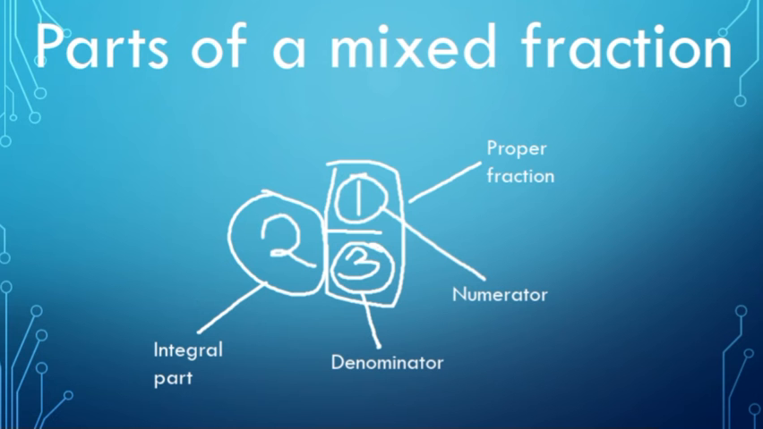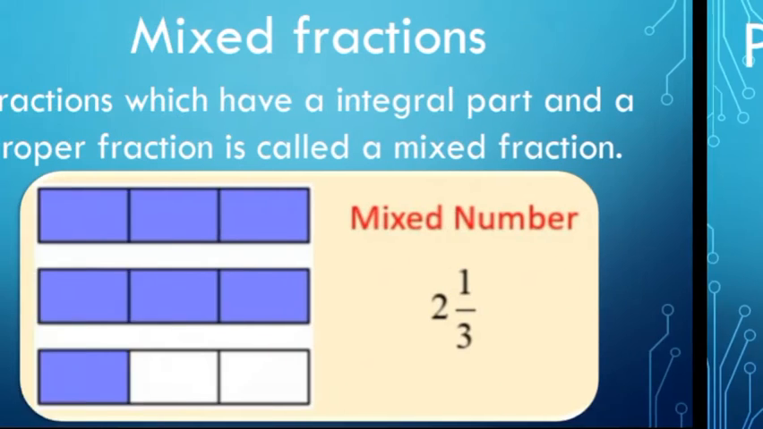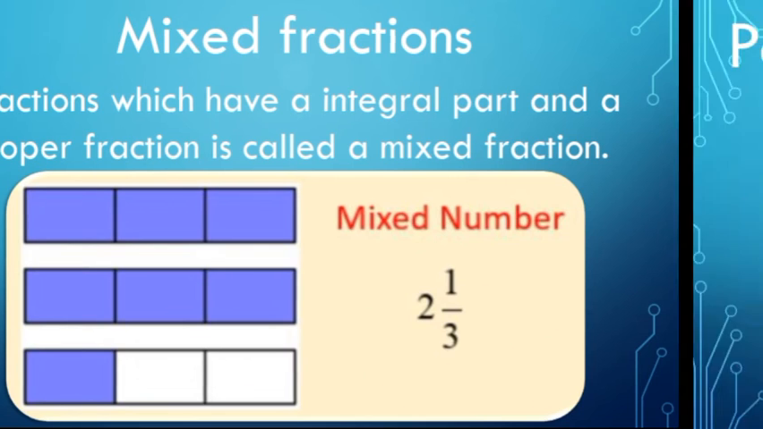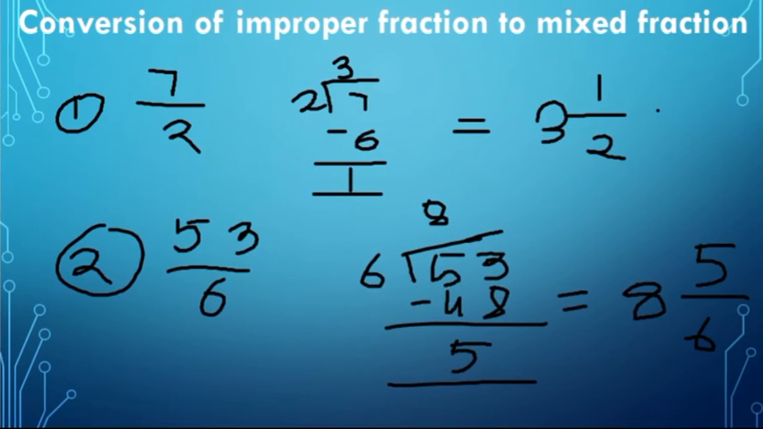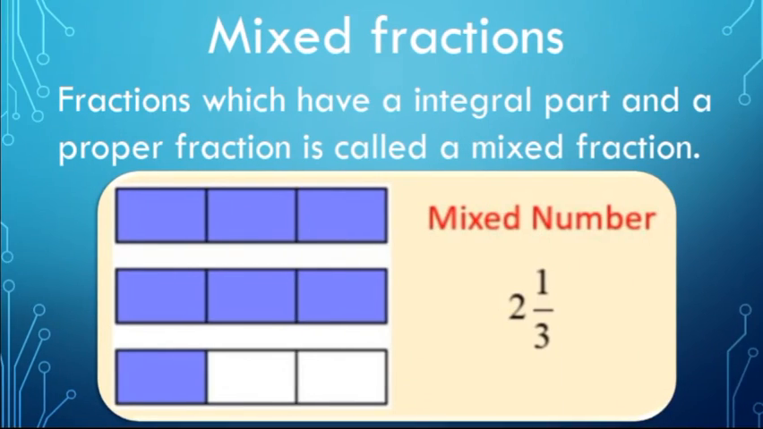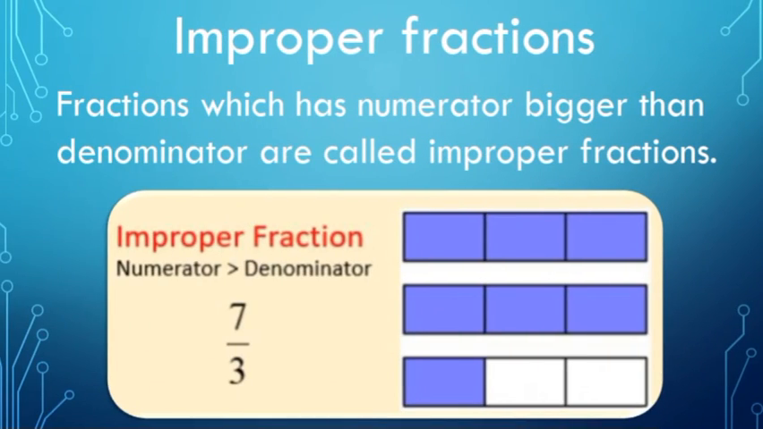So these are the parts of a mixed fraction. See, this is the previous example I have taken. Here 2 is the integral part, 1 is the numerator, 3 is the denominator, and the whole 1 by 3 is a proper fraction, and 2 1 by 3 in total is known as a mixed fraction. Now, conversion of improper fractions to mixed fractions. See, as I was saying, how to convert this improper fraction into a mixed fraction?